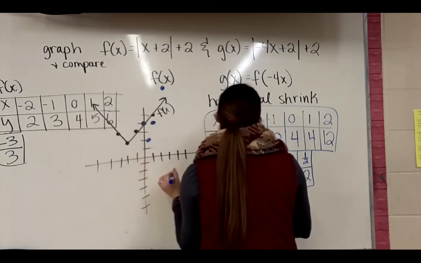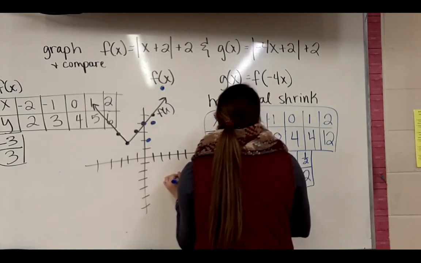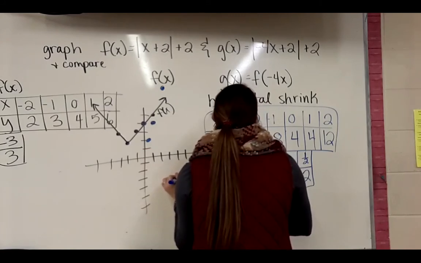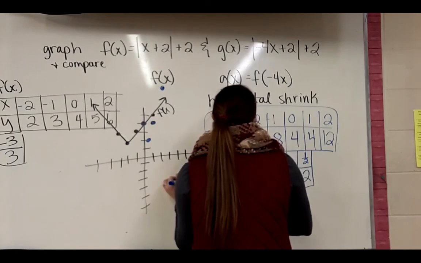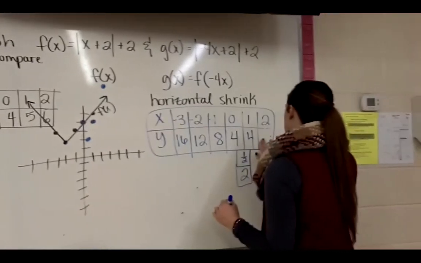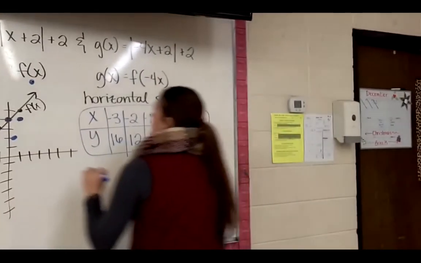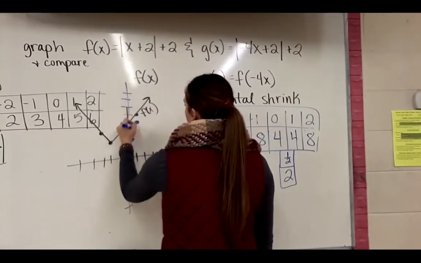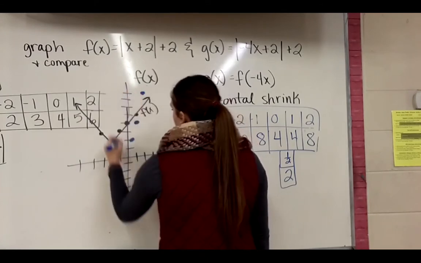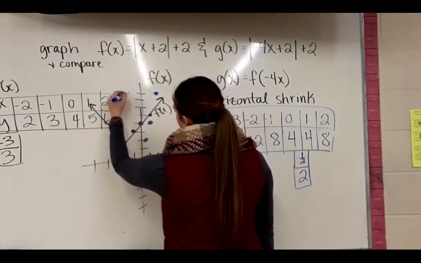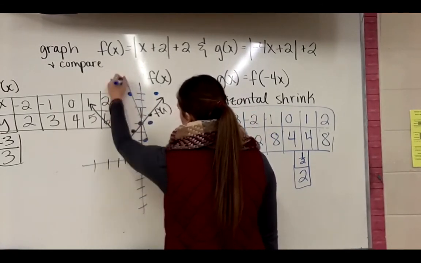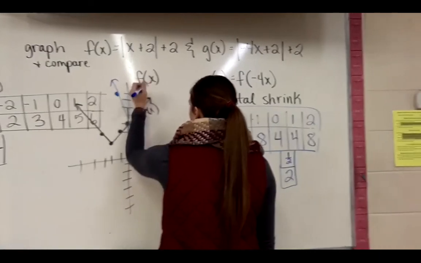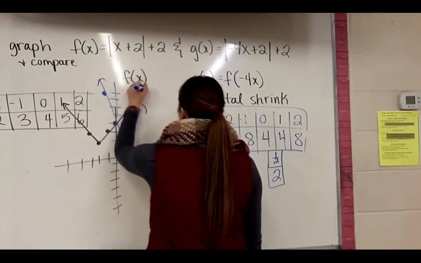Is that right? Hold on. -4 times 2 is -8, plus 2 is -6, absolute value 6, plus 2 is 8. I don't know why I said 12. Sorry, guys. So 2, 8. This one goes up really small like that.